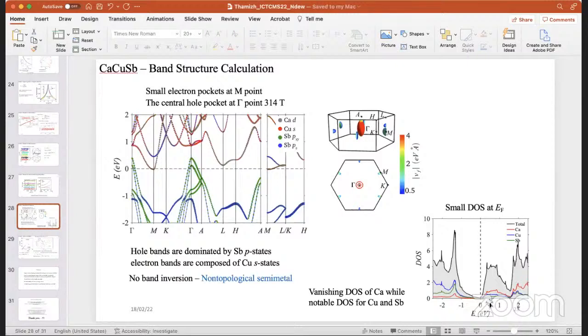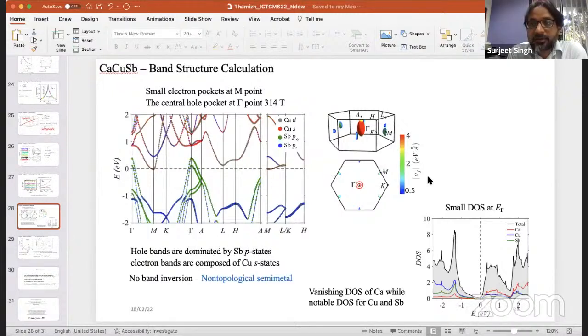So the whole thing is non-magnetic, right? Yes, of course, it's non-magnetic. So then it is probably primarily from antimony. The copper S character is possibly just a hybridization effect. Thank you very much.